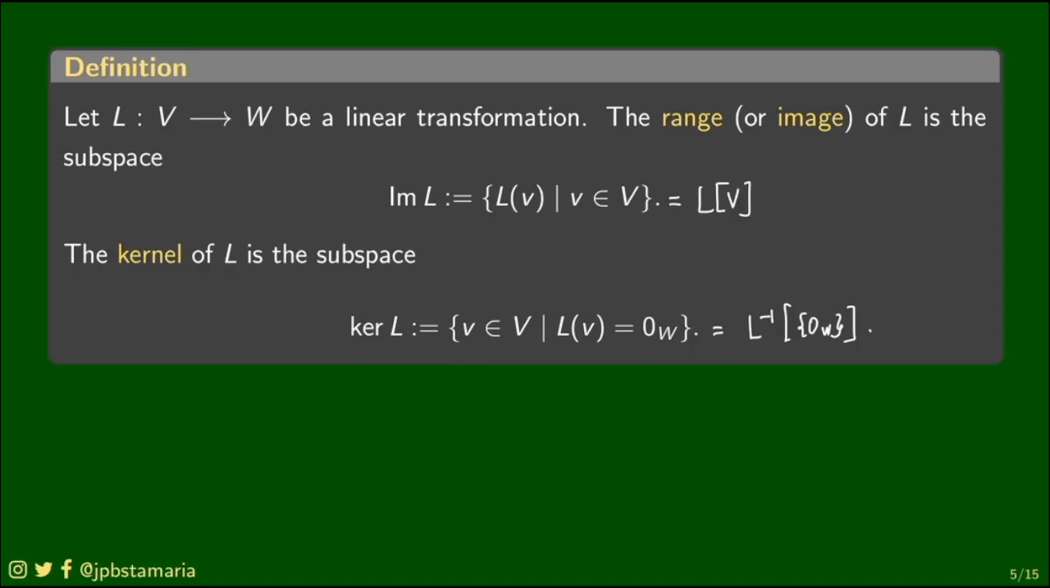Remember that the kernel consists of all the elements in the domain which are mapped to the zero vector. Or in other words, I always say this, no? The elements of the kernel are the vectors from the domain which are trivialized by L. When I say trivialized by L, I mean L takes V to 0. So in other words, L annihilates the vector V, if you want to say it like that.